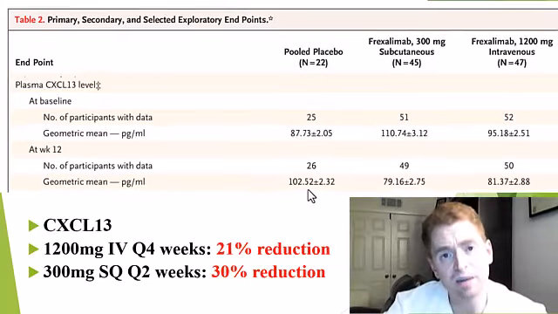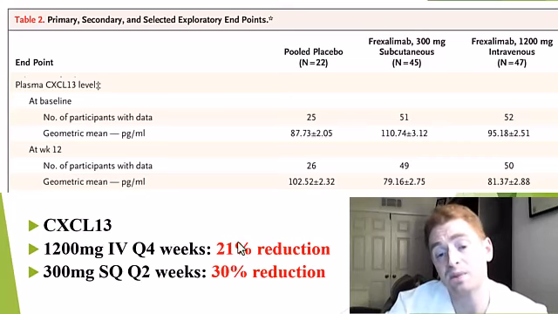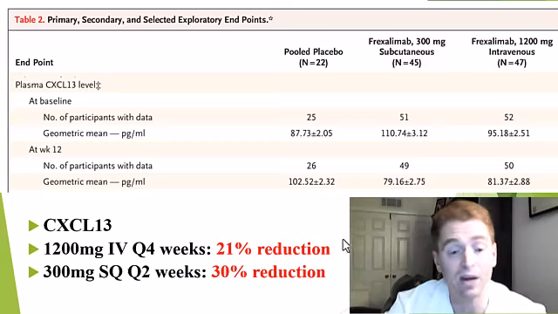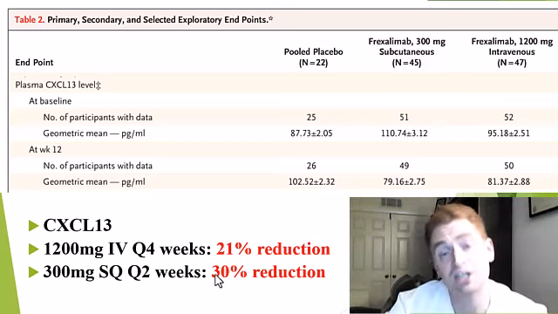This is another biomarker, CXCL13, which is a marker of inflammation in the cell. And with the high dose IV group, there was a 21% reduction compared to placebo. And with the lower dose subcutaneous group, there was an even greater reduction of 30%.